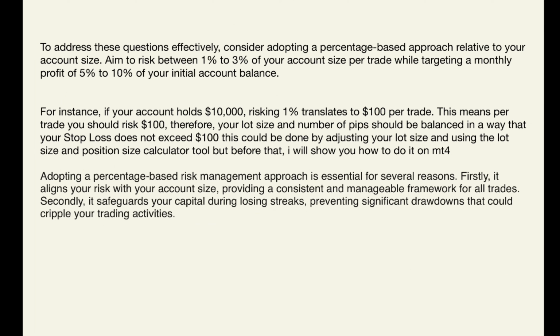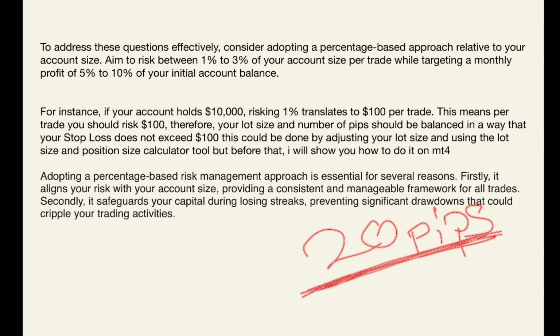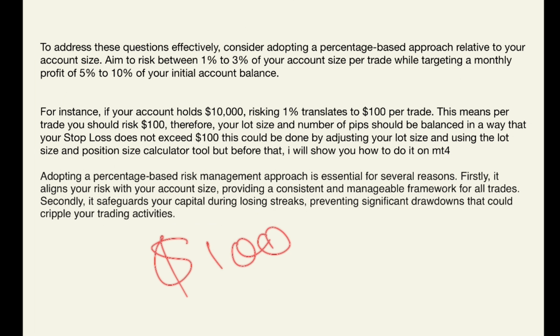Sometimes you can even find that you don't need to change anything because the pip value is different. Here maybe you are risking 10 pips, but because the pip value here is high, it equals your 100 USD. Then you go to another pair and risk 20 pips, and because the pip value is low, you find that you are still risking 100 US dollars. So there are a lot of factors in play that we need to consider whenever we talk about risk management.